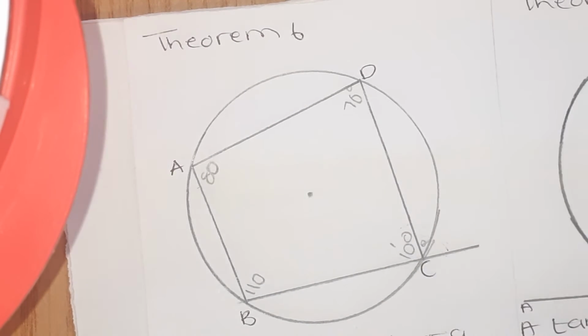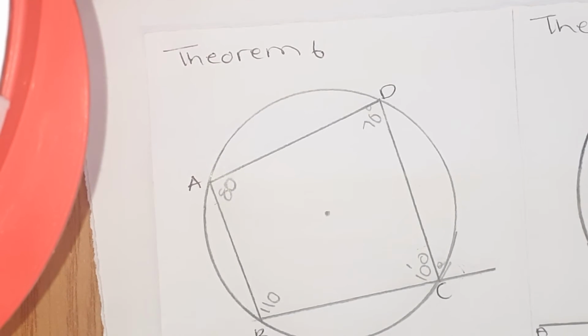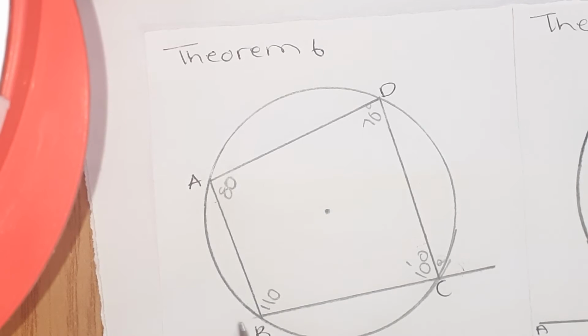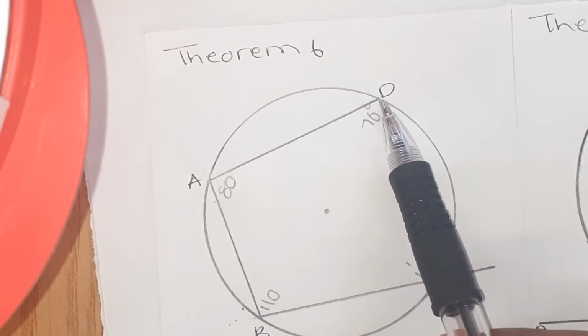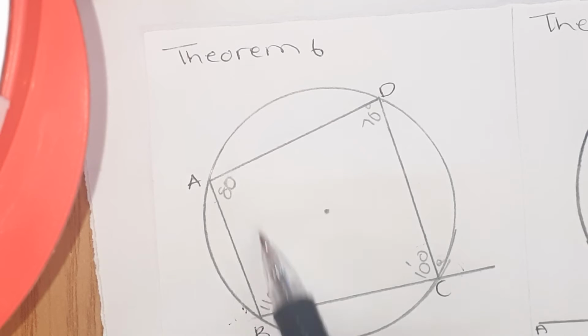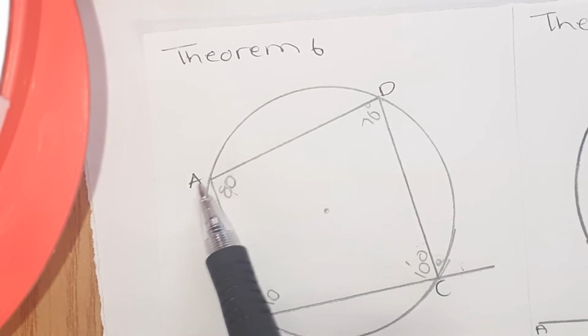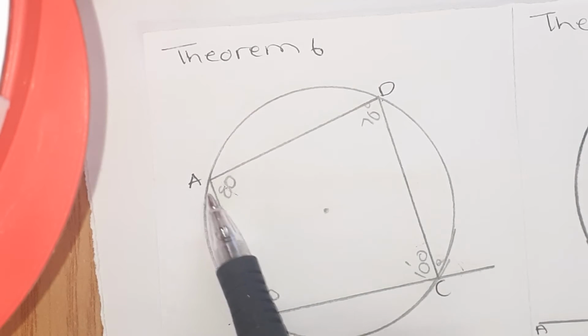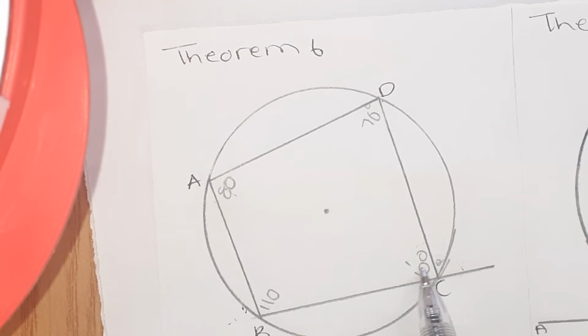So let's move on. I hope you understood theorem 6 is as easy as that. If the extension was here, this was going to be equal to this. If the extension was here, this one was going to be equal to this. So you just look at the opposite angle.